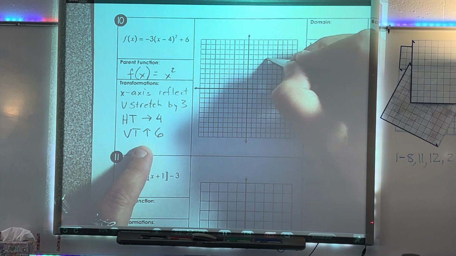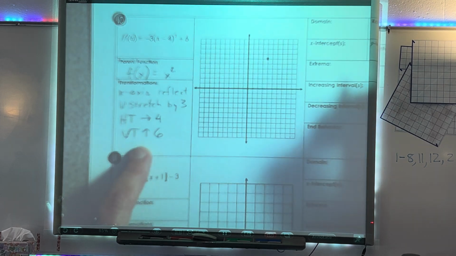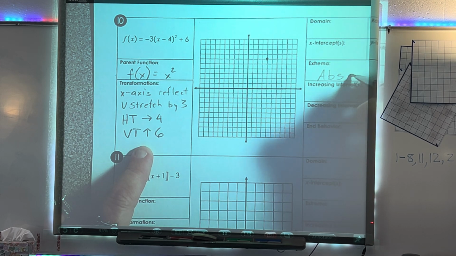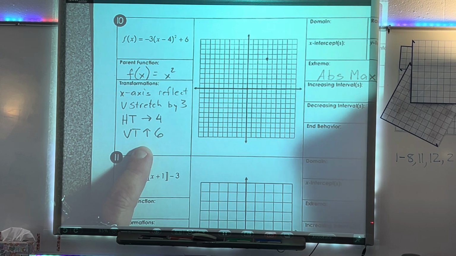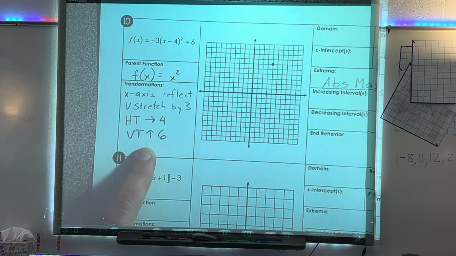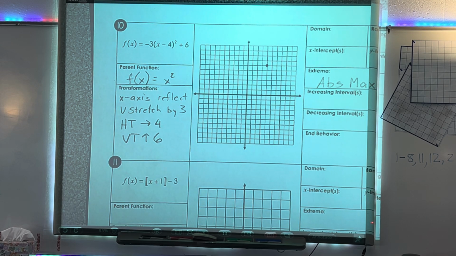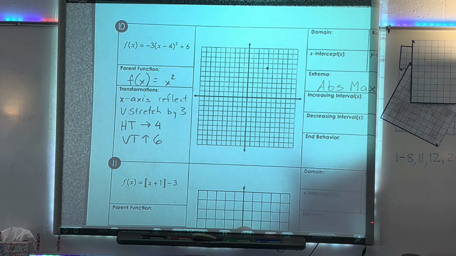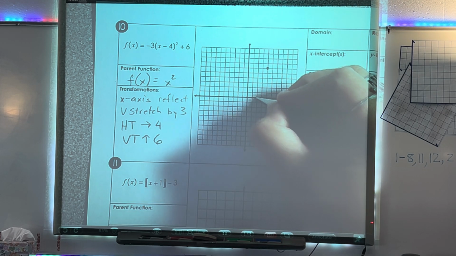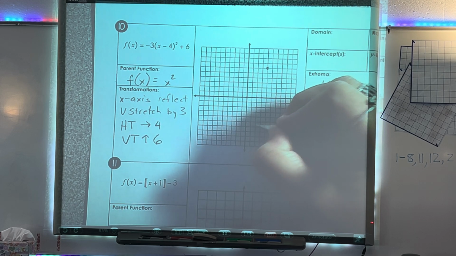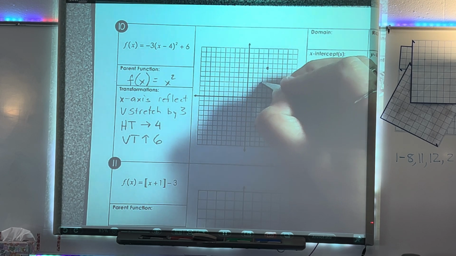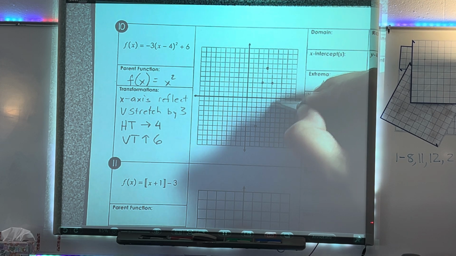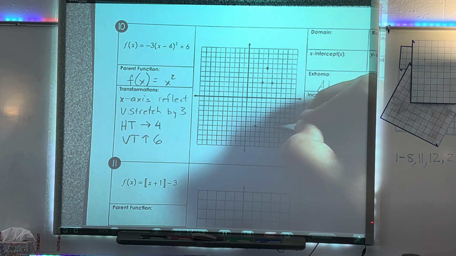And that's gonna be an absolute max because of the reflection. 4, 6. Okay there? Yes, ma'am. Positive 2's at -6. Plus 2, -6. Plus 3's at 3. This is 3 here, and this is gonna be -6 here. Yes, ma'am.